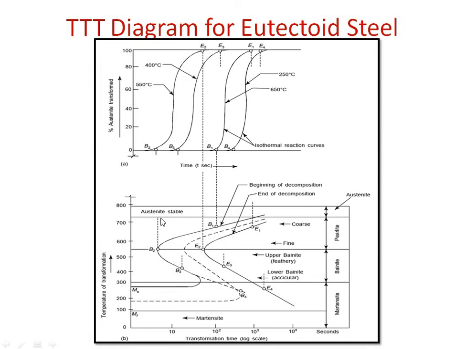Above the A1 temperature line, this is the A1 temperature line. The temperature is 727 degrees Celsius. Above this, austenite is stable.